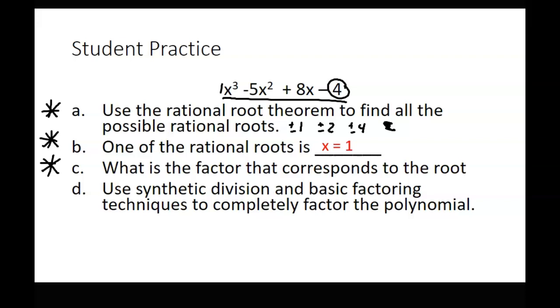X minus 1. Yep. So if 1 is my root, then according to the factor theorem, x minus 1 would be one of my factors. You just take the same number and change the sign. Put an X in front of it. Slap some parentheses on there. Good to go.